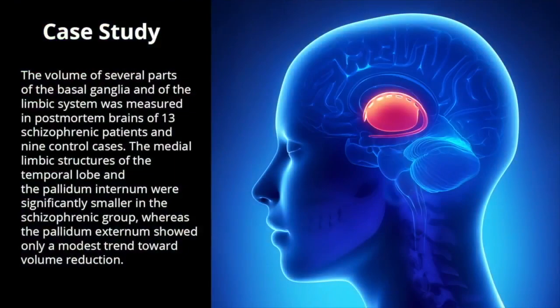Case study. The volume of several parts of the basal ganglia and of the limbic system was measured in post-mortem brains of 13 schizophrenic patients and 9 control cases. The medial limbic structures of the temporal lobe and the pallidum internum were significantly smaller in the schizophrenic group, whereas the pallidum externum showed only a modest trend toward volume reduction.